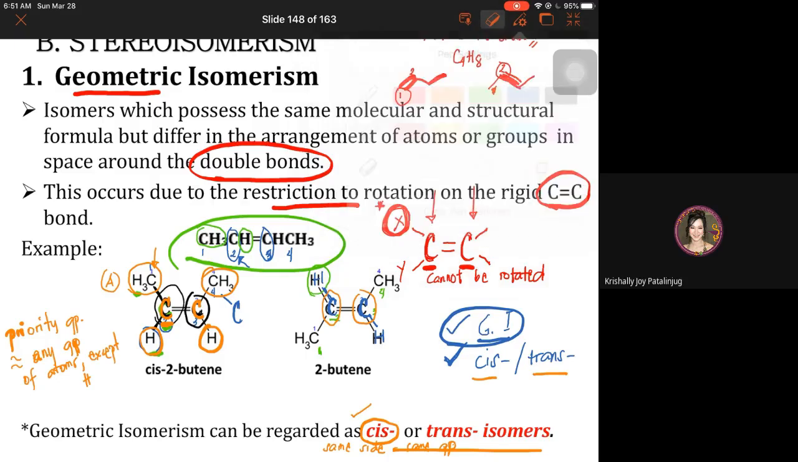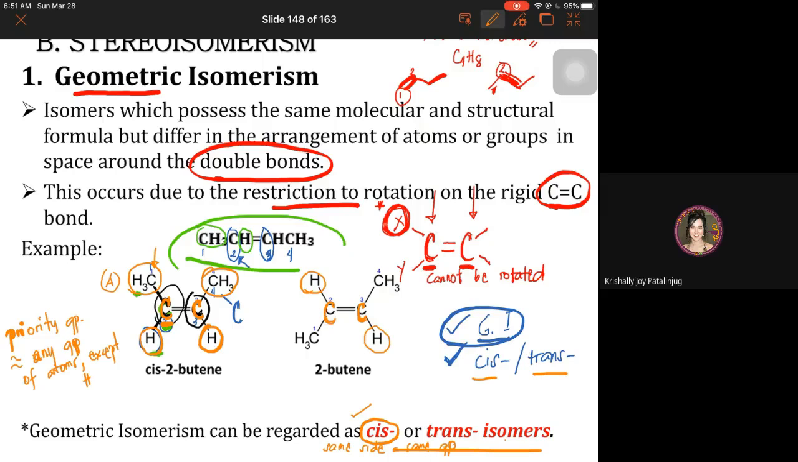Whereas on the second, tingnan natin yung second structure for 2-butene. Okay, I want you to check where is the hydrogen for this double bond carbon. It is on top, no? Okay, what about the hydrogen for the double bond carbon on the right side? It is on the bottom part. Okay, for its trigonal planar orientation, nasa baba naman naka-attach.